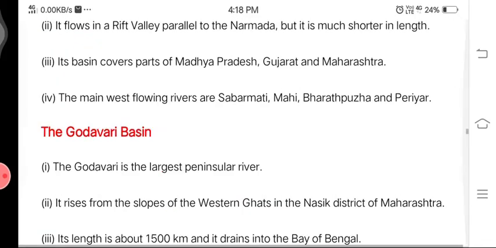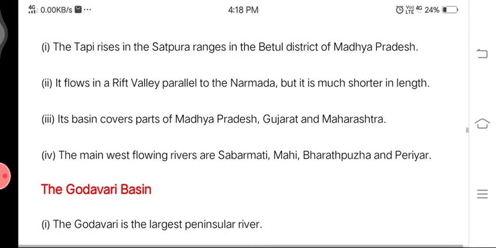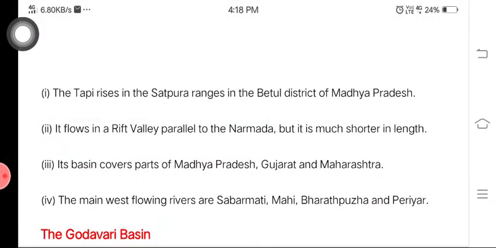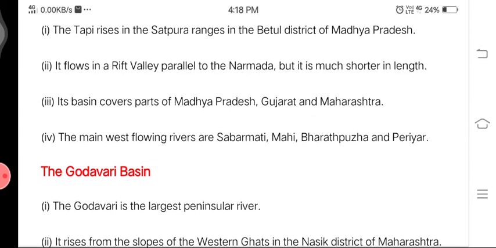Now we talk about the Tapi basin. The Tapi arises in the Satpura ranges in the Betul district of Madhya Pradesh. Betul is a district of Madhya Pradesh, from where the Tapi river rises. It flows in a rift valley parallel to the Narmada, but it is much shorter in length as compared to the Narmada. Its basin covers parts of Madhya Pradesh, Gujarat, and Maharashtra.